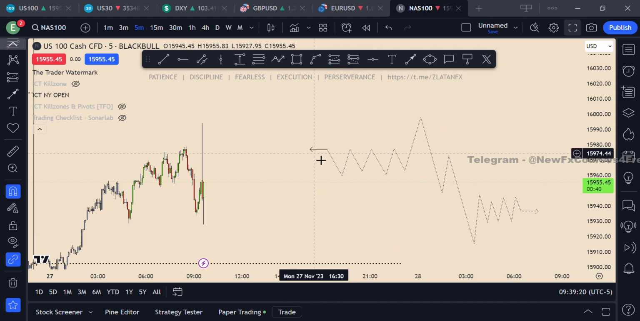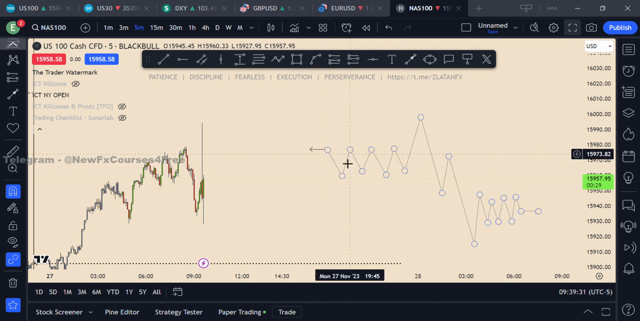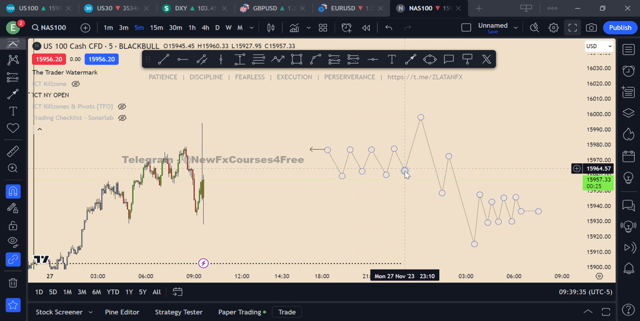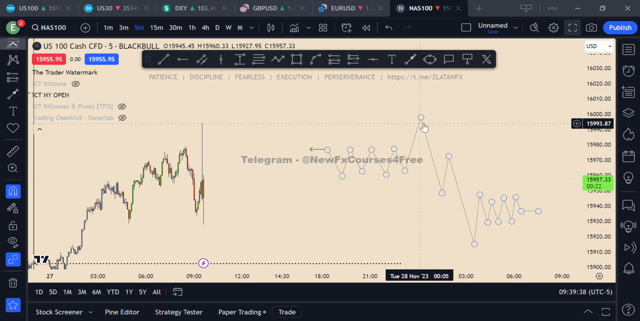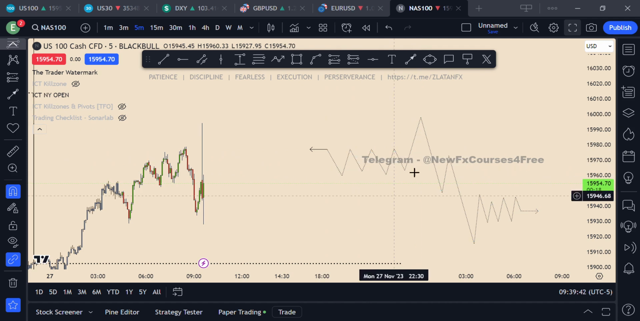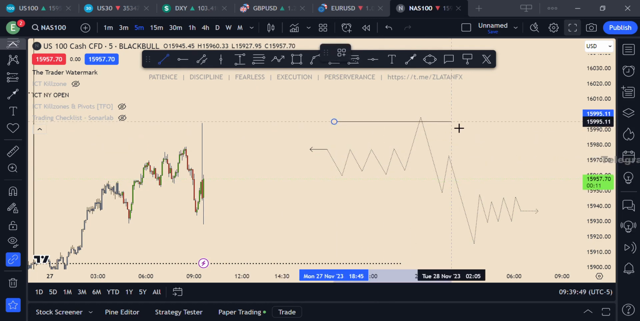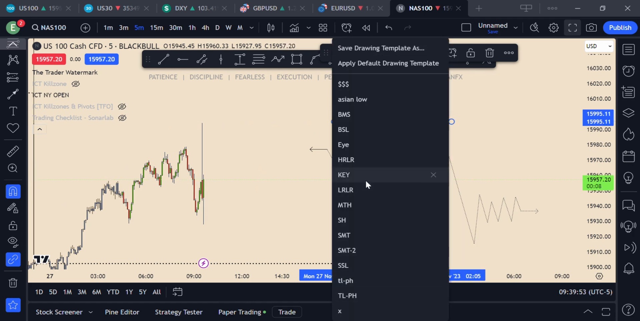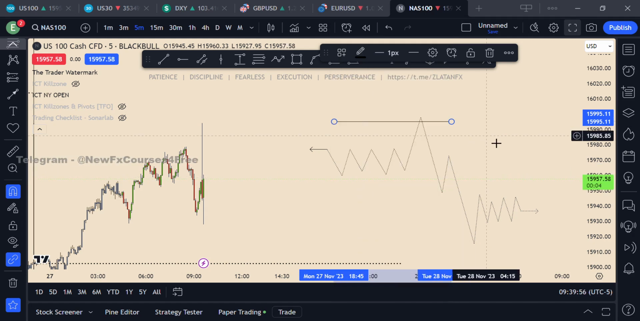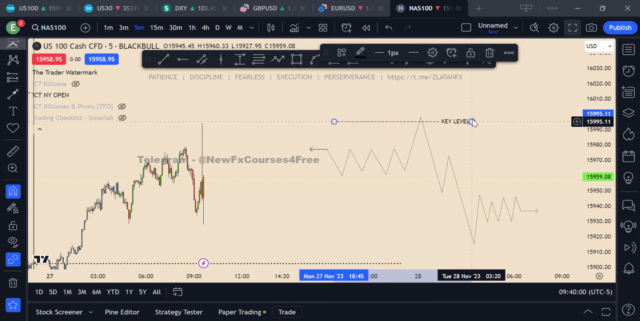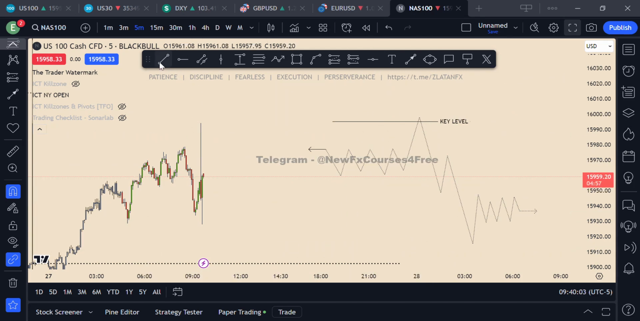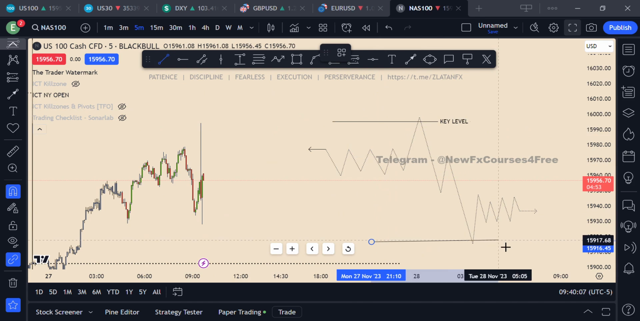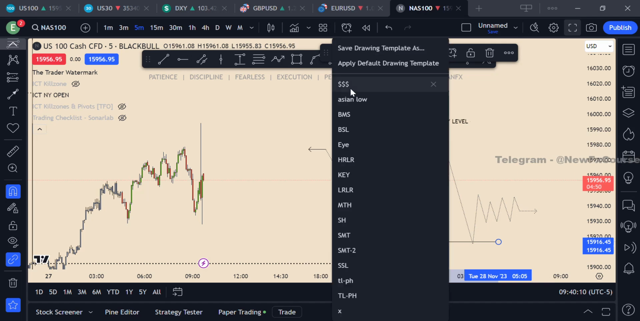Now when price opens, when we consolidate and we open up in the New York opening time on a bearish day, we want to see an aggressive move above the Asian range into a key level. So we want to see this into a key level.